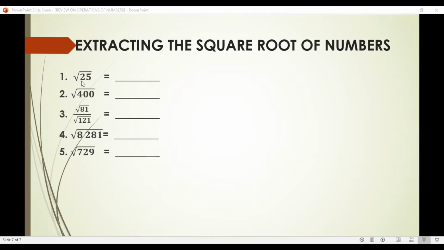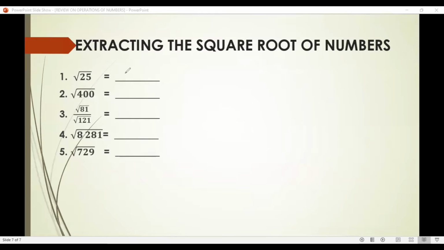Like in the first example, you have the square root of 25. So ask yourself now, what is that number that once multiplied by itself will give you a product of 25? Okay, so 5 is the answer. So this simply means that the square root of 25 is simply 5.